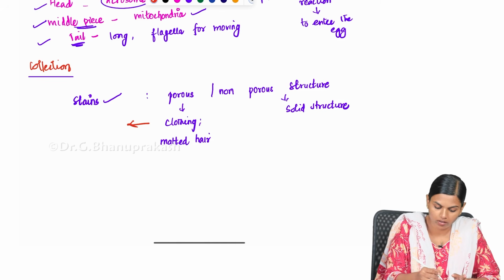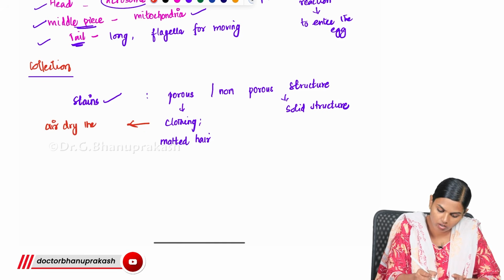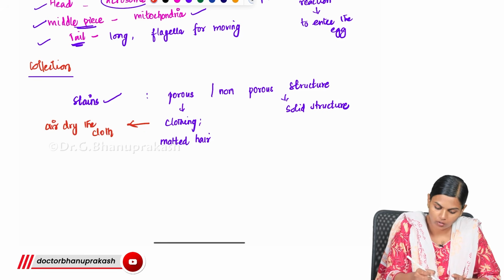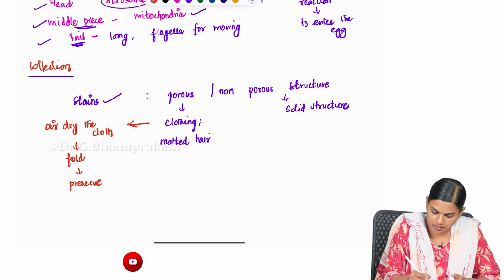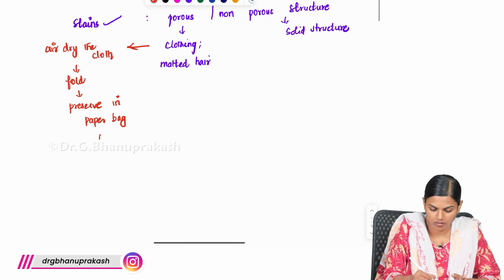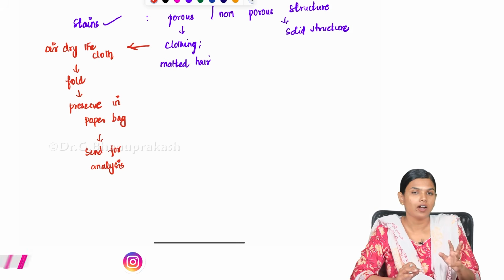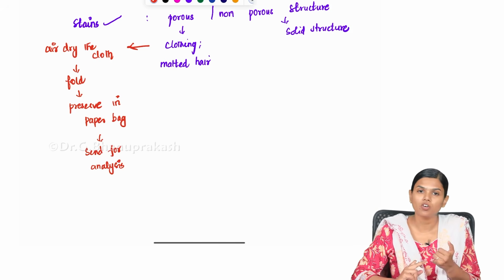So now what you will do is, if it is a cloth which contains the stain, you have to air dry the cloth, and you have to properly fold it and preserve it in a paper bag and send for analysis. See, this preservation and drying, it is the same for blood also.